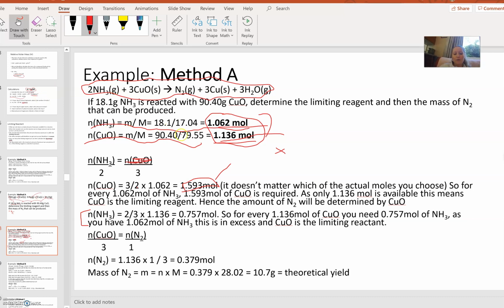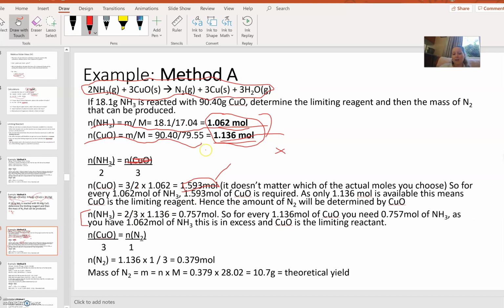So cover up what you're trying to solve for. I've scribbled out copper oxide because I'm trying to solve for it, and so you need to get rid of the 3 that's below it, so you times the 3 to the other side. So 3 over 2 times the number of moles of NH3. We've got 1.062 moles of NH3, and if we times that, you get 1.593 moles of copper oxide. So that's saying that if we've got 1.062 moles of NH3, you need 1.593 moles of copper oxide.